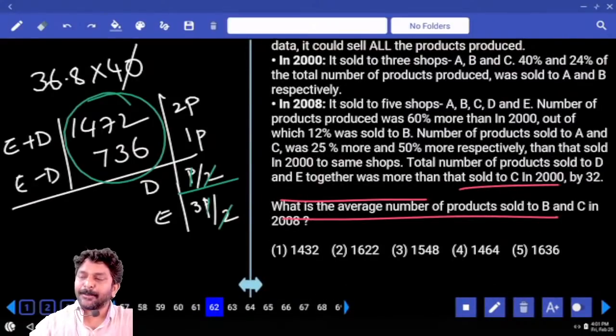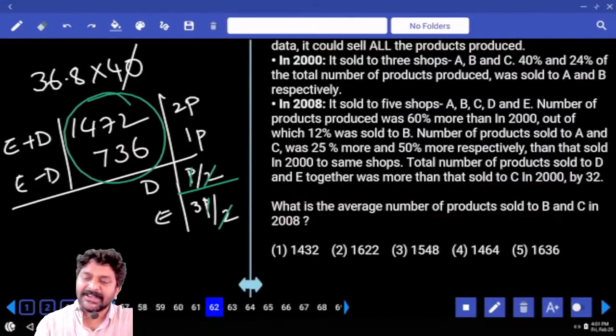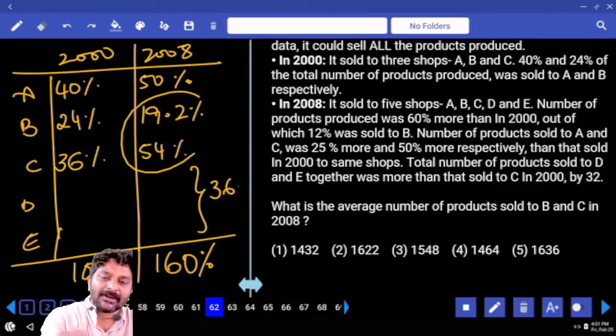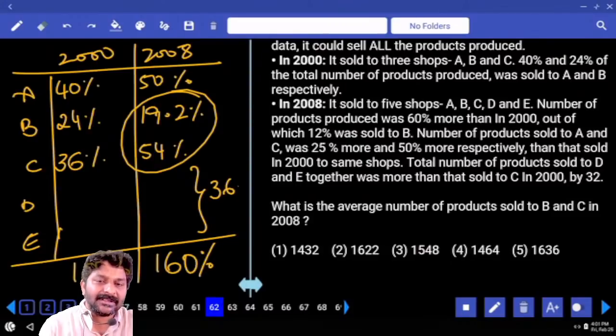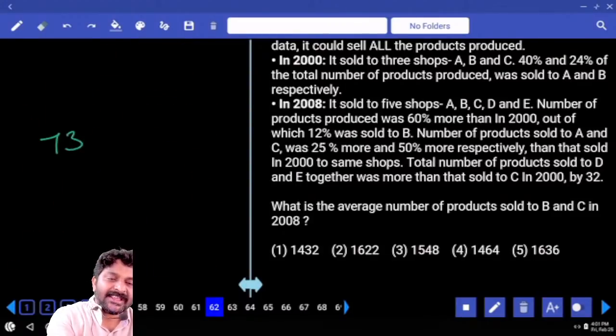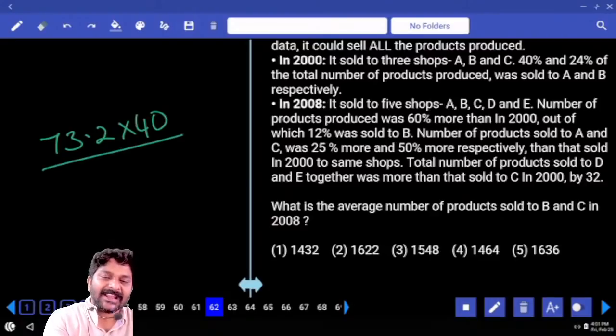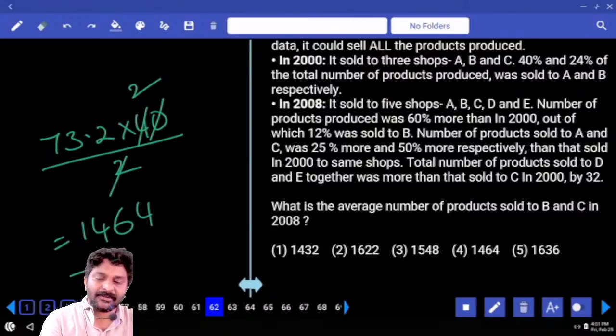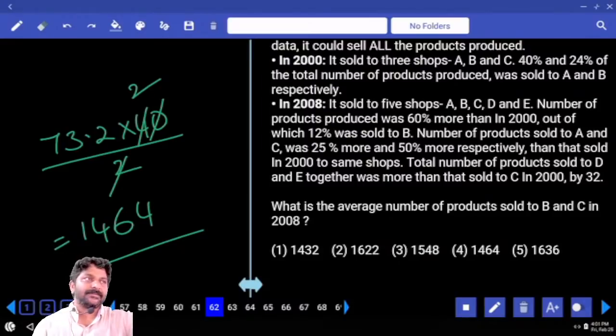What is the average number of products sold to B and C in 2008? B and C in 2008 is 73.2%, where 1% is equal to 40. We were asked to calculate the average, so divide by 2. 0 and decimal cancel. 2 times. Answer: 1464. Fourth option.